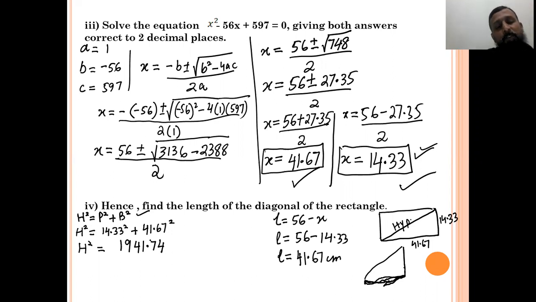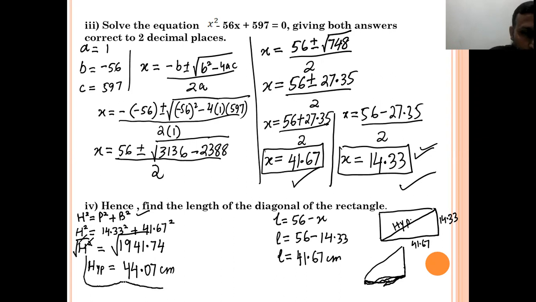This is the sum of the squares of 14.33 and 41.67. What did they ask? They asked us about the length of the diagonal. So we need to get rid of this square. Let's take the square root on both sides. Square and square root cancel each other. So our hypotenuse, or the longest side, is the square root of 1941.74, which is found to be 44.07 centimeters. This is the length of the longest side of the rectangle.